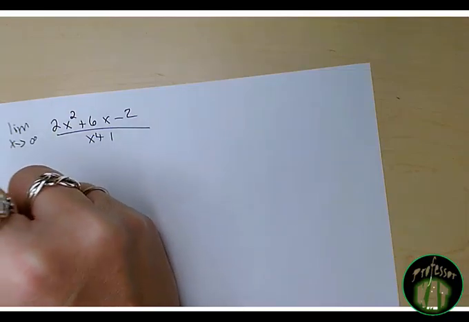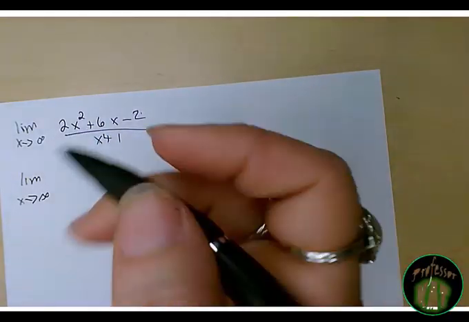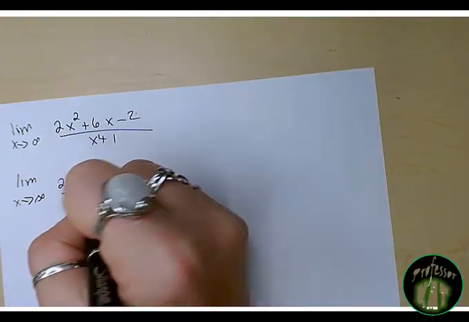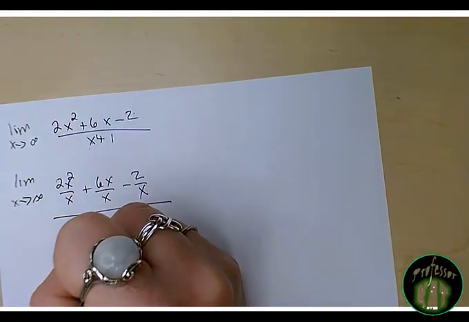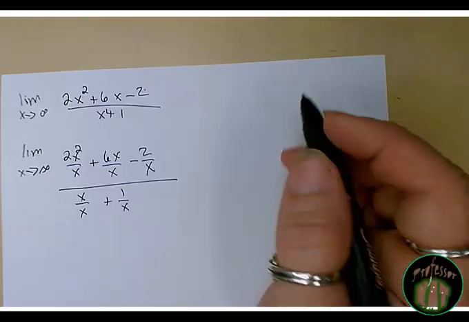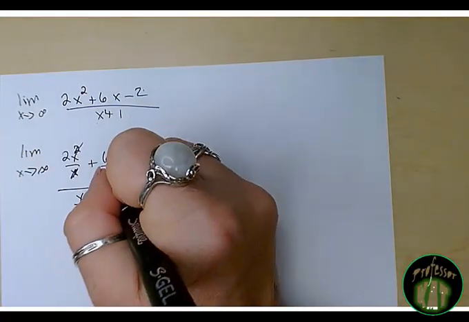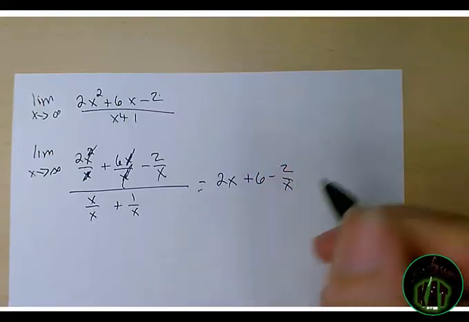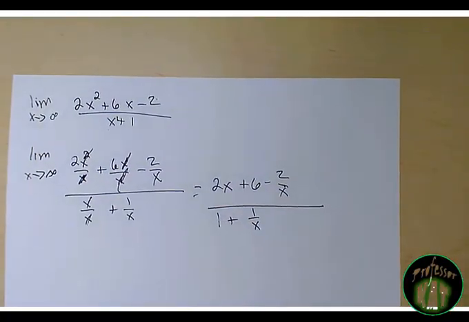So what we're going to do is take the limit as x approaches infinity, and we're going to divide everything in this rational function by x. So that's just going to look like 2x squared over x plus 6x over x minus 2 over x. Same thing for the denominator, x over x plus 1 over x. Now, when we simplify this, this x cancels with one of these x's, leaving us with 2x. This x cancels with that x, making it a plus 6, right? Minus 2 over x, over x over x, which is 1, plus 1 over x.